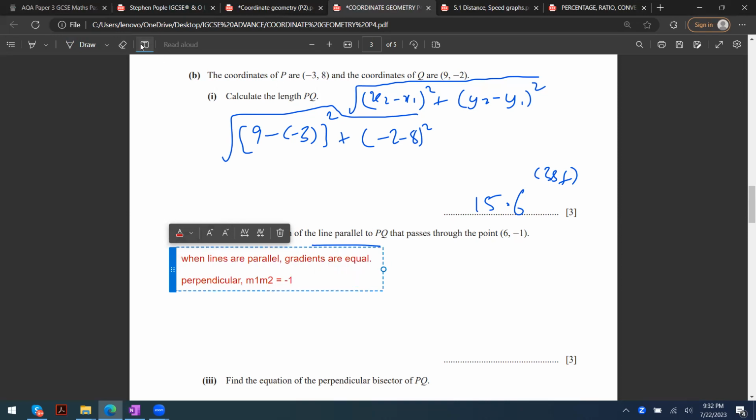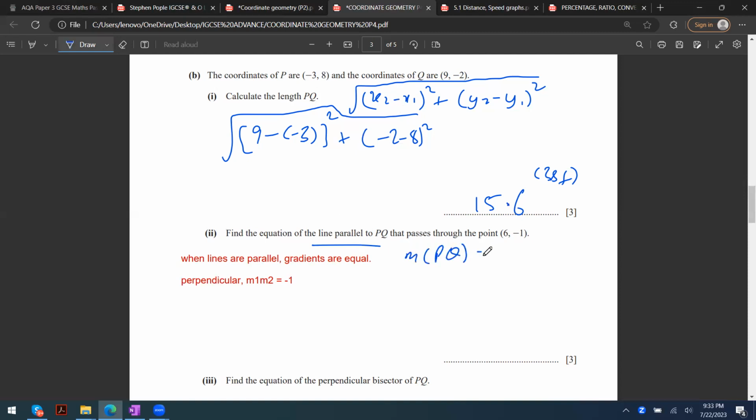Sir, you can also say that the gradients of perpendicular lines would be negative reciprocals of each other, right? Exactly. That's what I learned in school. That's another way to put it. Even yesterday when we were solving questions, I said you can take the negative reciprocal, negative one divided by the other gradient. That's fine. Okay. So lines are parallel. So what's the gradient of PQ? We haven't found it.